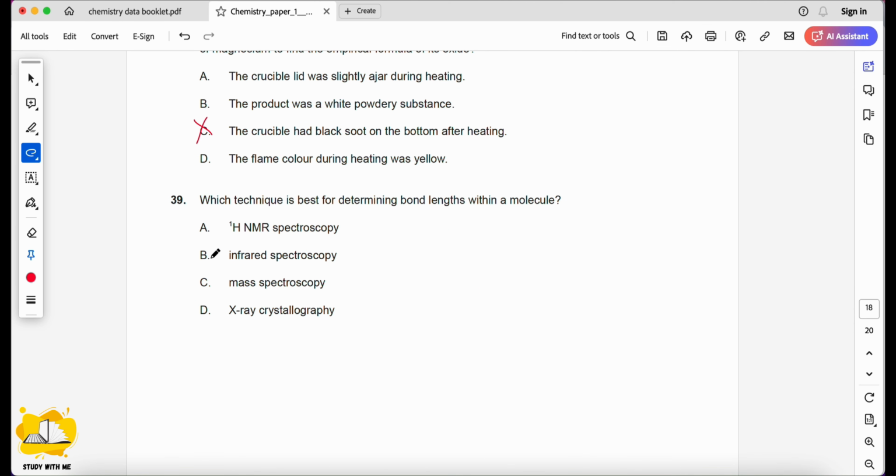Which technique is best for determining bond length within a molecule? So, X-ray crystallography, because X-ray crystallography is a precise technique for determining bond length within a molecule. NMR is used to determine the molecular structure of organic compounds, infrared spectroscopy for functional groups in the molecule, and mass spectrometry to identify molecular weight.